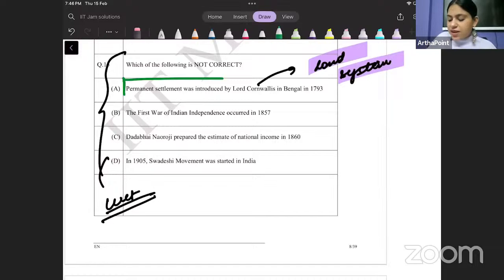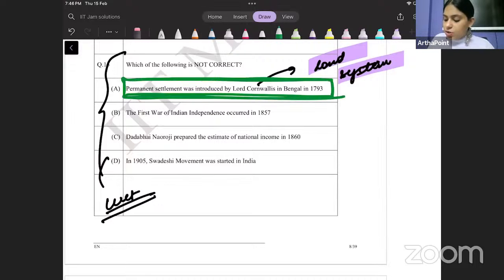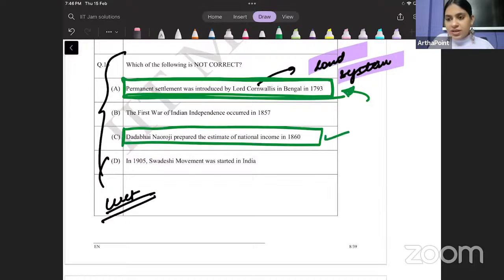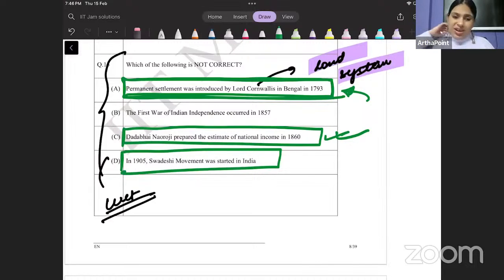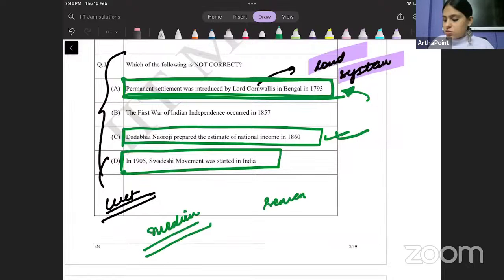तो ये land system वाला चीज ना हमने already Indian Eco में पढ़ा, but we studied it only from the point of view of CUET, है ना? So I think this is a good thing that you can remember. And दादा भाई नारोजी estimate provide किया था national income पे 1905 स्वदेशी movement started. So again, I will mark this as medium. And the reason for this is कि it may be difficult for students to remember years.